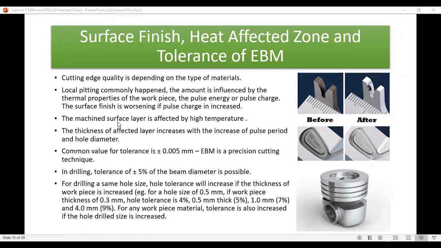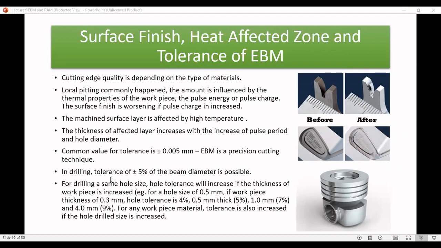The machined layer, the surface layer, is affected by high temperature. The thickness of the affected layers increases with the increase of the pulse breadth and hole diameter. A common value of tolerance is 0.05 millimeter. So basically, we're talking about a tolerance of plus minus 0.05 millimeter. So you can consider EBM as a precision cutting technique.